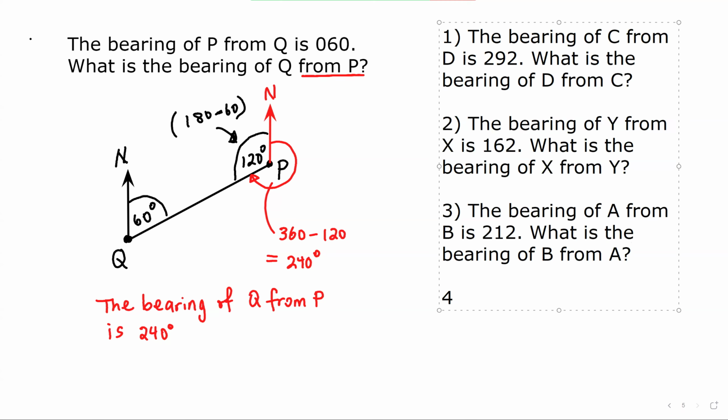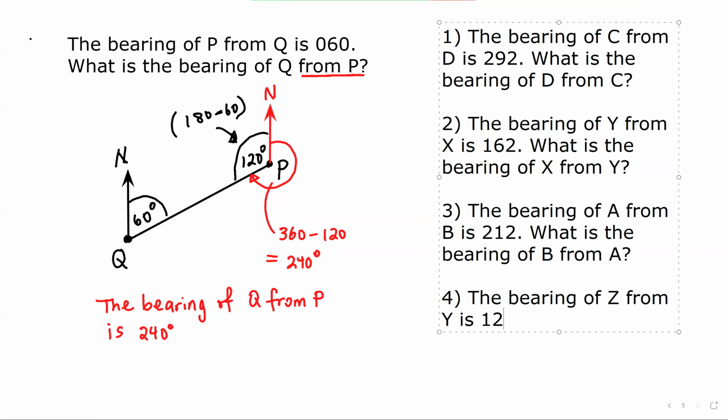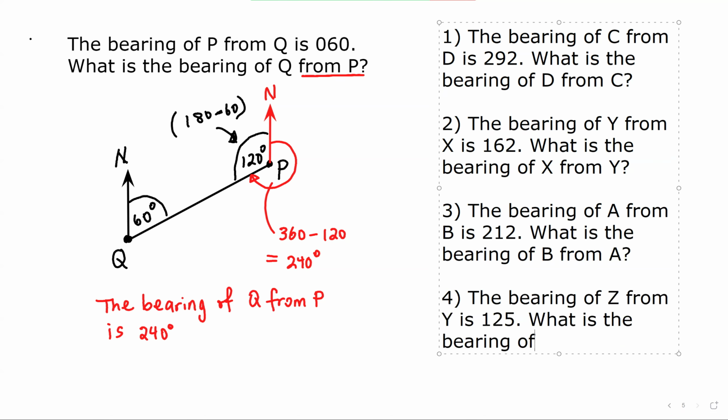And then finally, the bearing of Z from Y is 125 degrees. Well, I don't have the degree sign, so please put it in. I'll write this in also. What is the bearing of Y from Z? So I want you all to try these for me, please. Let me know if you are getting it.